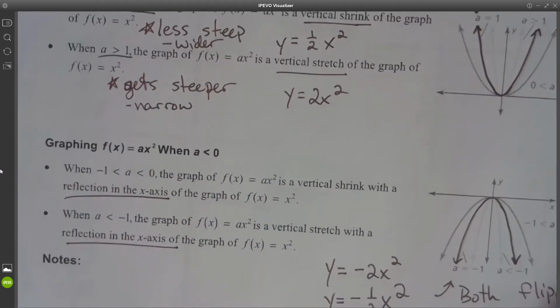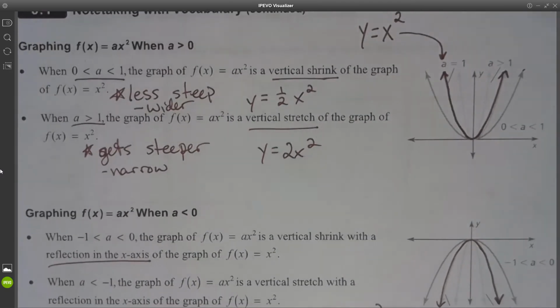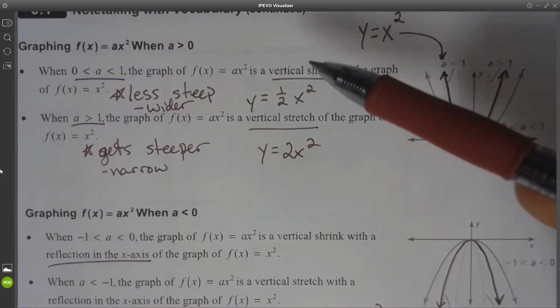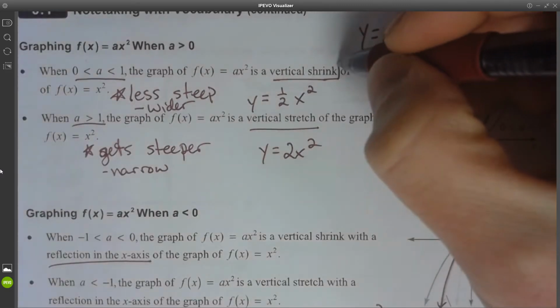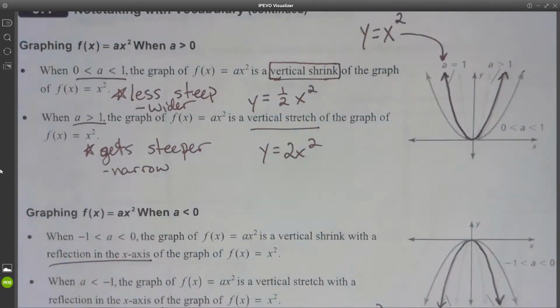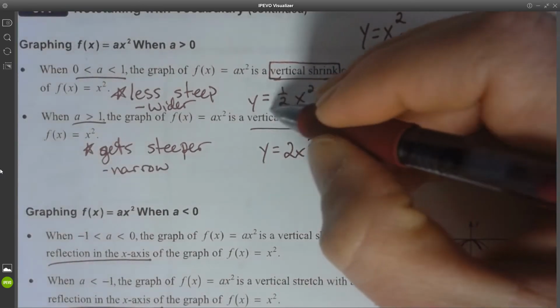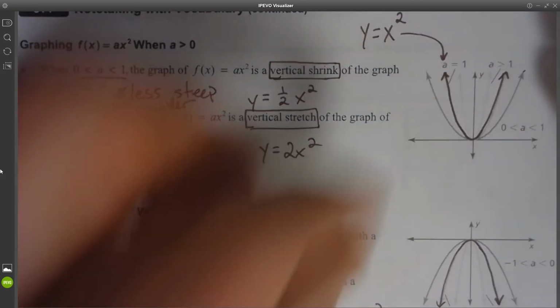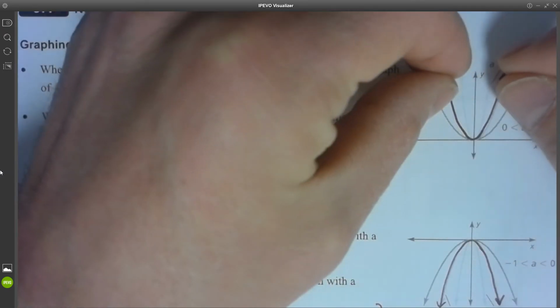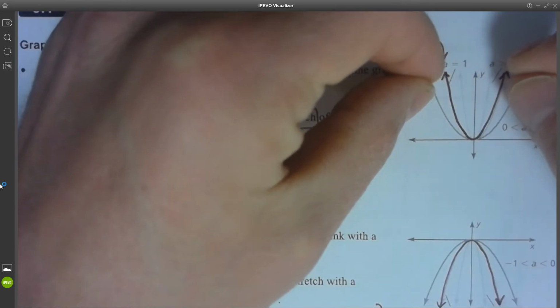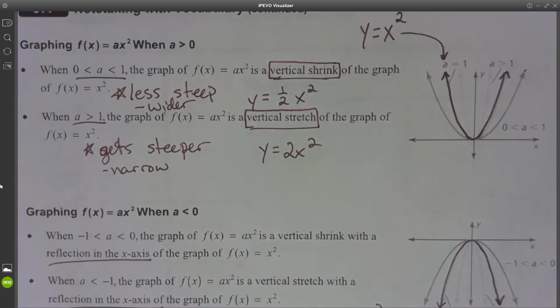We might also see, first, when it gets wider and less steep, that's called a vertical shrink as a type of transformation. When it becomes steeper and skinnier, that's called a vertical stretch. Kind of like I'm grabbing the tips of the arrows and pulling them up faster, or shrinking them down or compressing them down towards the x-axis.